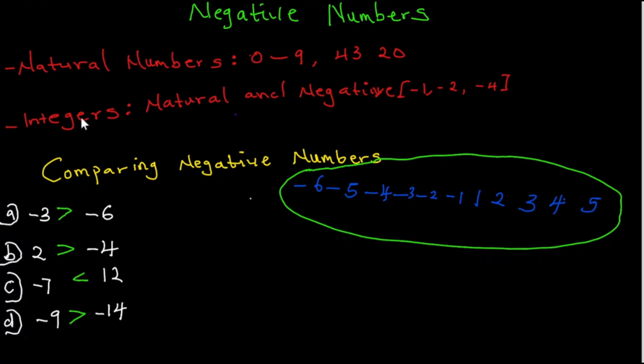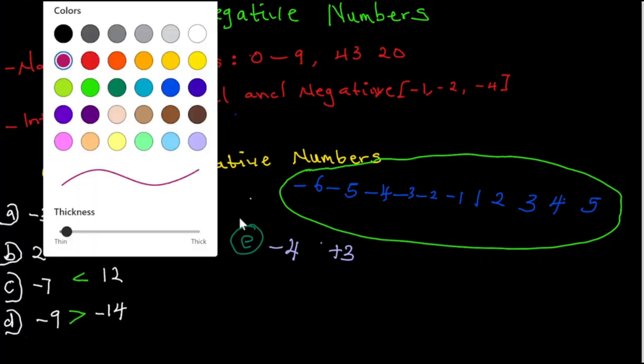Let's work out E. Let me write an E here. This is E: -4 and plus 3. Plus 3 is positive. Whether there's a plus in it or not, so long as the number doesn't have a negative sign, it's positive. Okay, so -4 and plus 3. Pause this video and guess the answer. Let's see if you get your guess right. Which one is greater? Minus 4 or plus 3? Plus 3 is greater than minus 4. So minus 4 is less than plus 3.